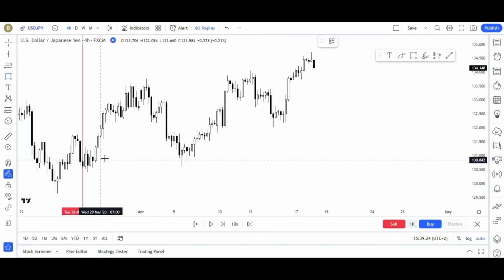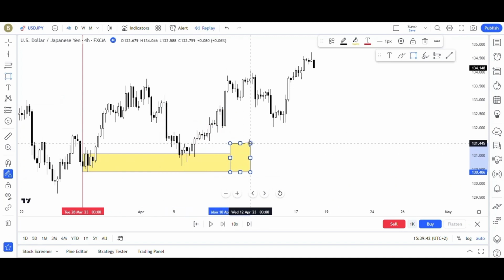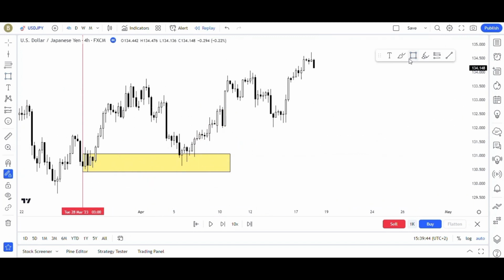Now I'm going to draw all the order blocks that I have already shown you using a rectangle, and I will draw them perfectly. So that was the first order block here, okay? And then we have drawn this order block here.